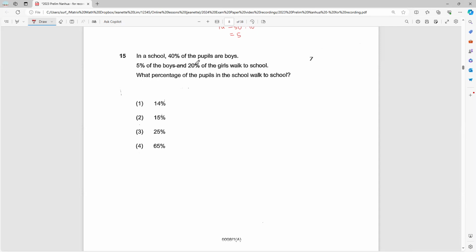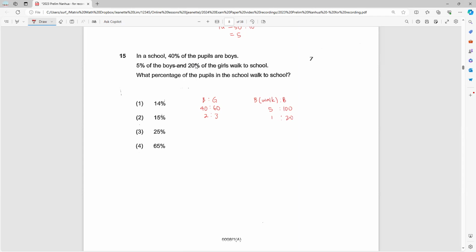So what we can do is to show it in the form of ratios. Let's write down boys to girls. It'll be less confusing that way. So 40% are boys means 60% are girls. Simplify, this becomes 2 to 3. Then of the boys, 5% of them walk to school. So boys will be 100, and out of that group of boys, 5% walks to school. Simplify, this is 1 to 20.